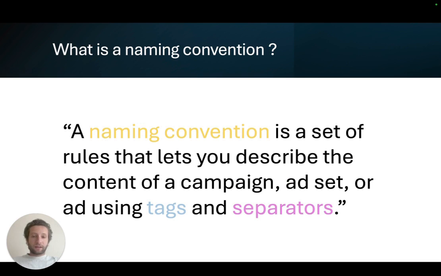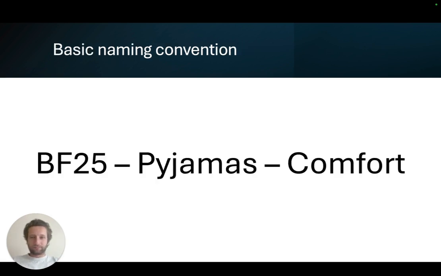A quick definition page, very brief. What is a naming convention? In fact, a naming convention is a set of rules that allows you to describe the content of a campaign, an ad set, or an ad by using tags and separators. Maybe that's still a bit unclear. I'll give you an example. There are 2 types of naming conventions, the basic and the advanced. We'll start with the simplest one, the basic naming convention.